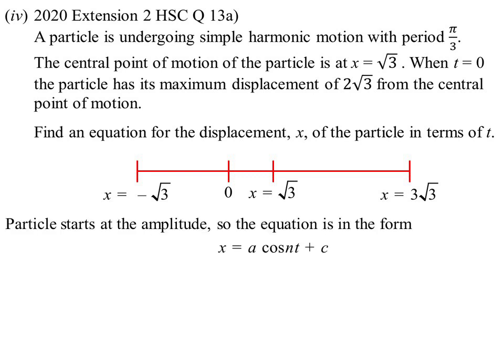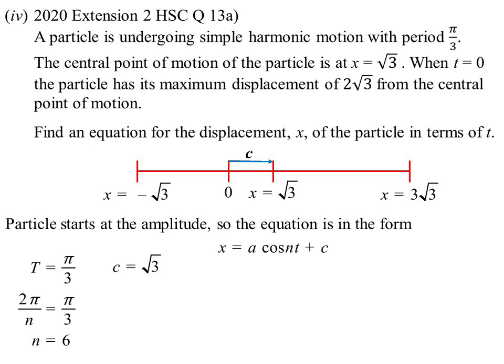Now, the particle starts at the amplitude. I know it's going to be in this form. It's going to be a cosine curve. So x will equal a cos nt, but plus some constant, because we've shifted the curve up or down an amount. We're not starting at the centre. The period I will now work out. Well, sorry, they told me the period. I can now work out n from that. So n is 6. So I've got n.